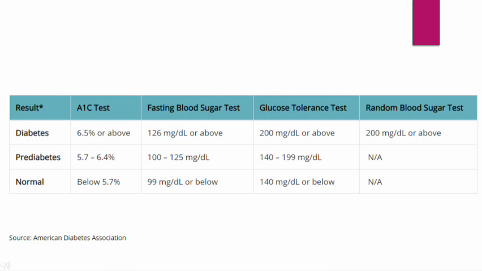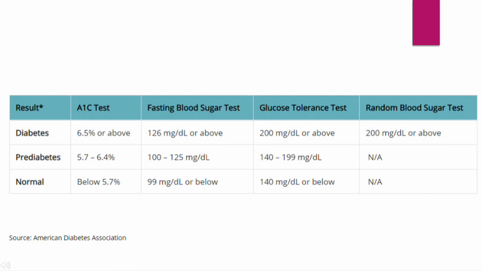Now let us move to prediabetes. This is a very important stage. Prediabetes means that blood sugar levels are higher than normal, but not yet high enough to be classified as diabetes. For HbA1c, this is between 5.7 to 6.4%. For fasting glucose, 100 to 125 mg per deciliter. For glucose tolerance, 140 to 199 mg per deciliter. Now, why is prediabetes important? Because this stage is reversible. With proper lifestyle changes such as diet and exercise, patients can prevent progression to diabetes.